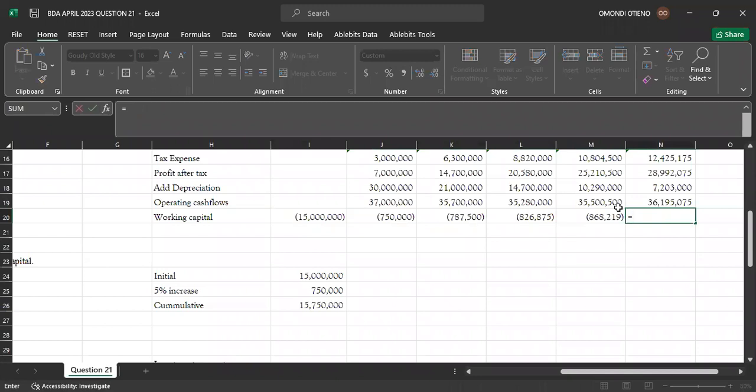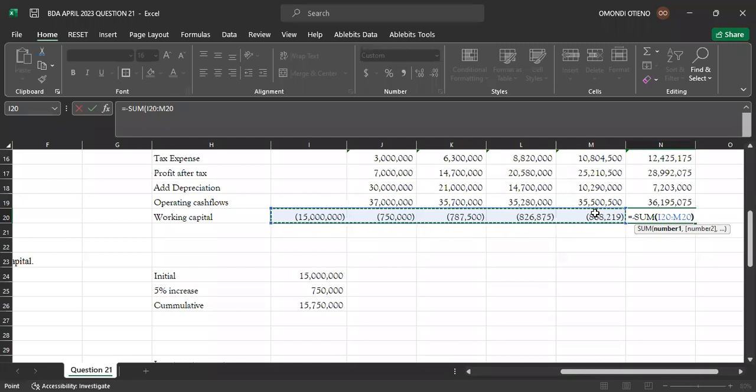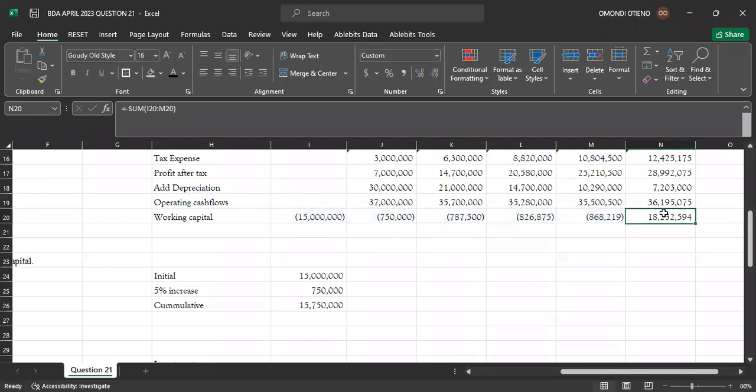18,232,594 equal to summation. Just have it there, summation. And of course, they are in negative, but I expect to have a positive because I'm recovering that amount. I'm recovering the amount, so I'm going to recover them up to that point. So this is what we are going to recover. Of course, this is in a positive form.